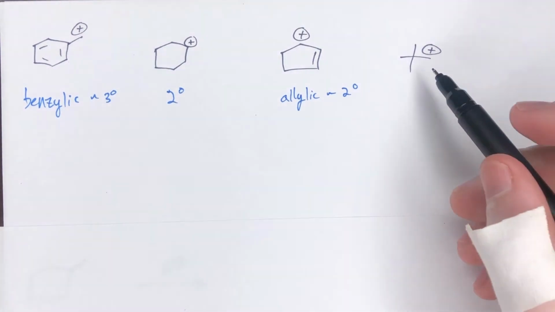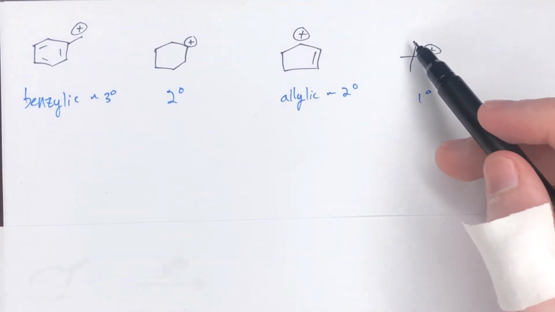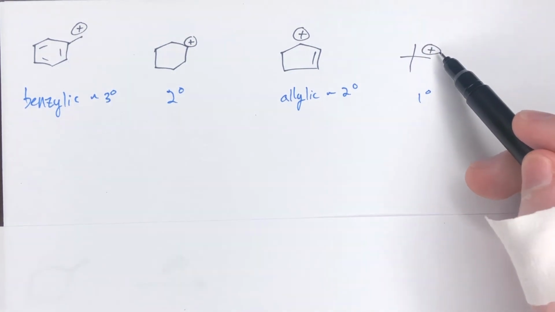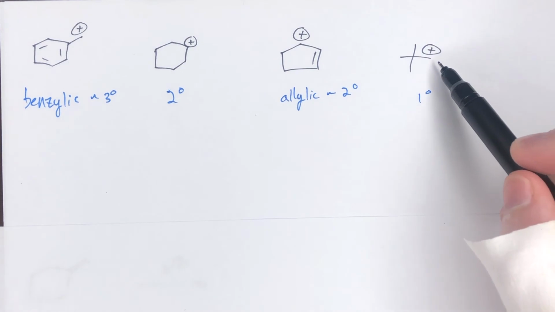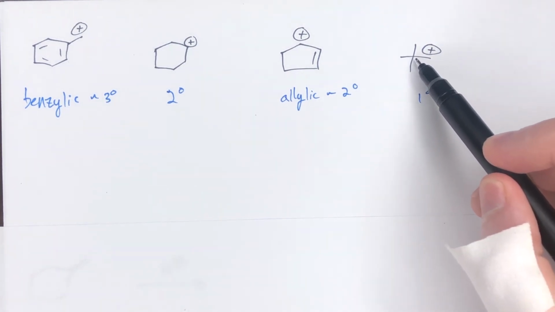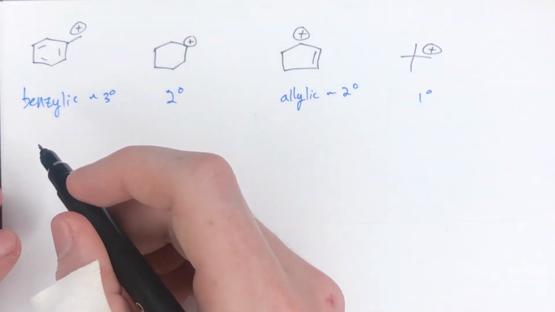And this one is primary. This one, again, is kind of deceiving because you have a quaternary center here, but the carbocation is on the terminus here, so it's only bound to that 1 carbon. You don't count all of the other substitution in this ranking system here.